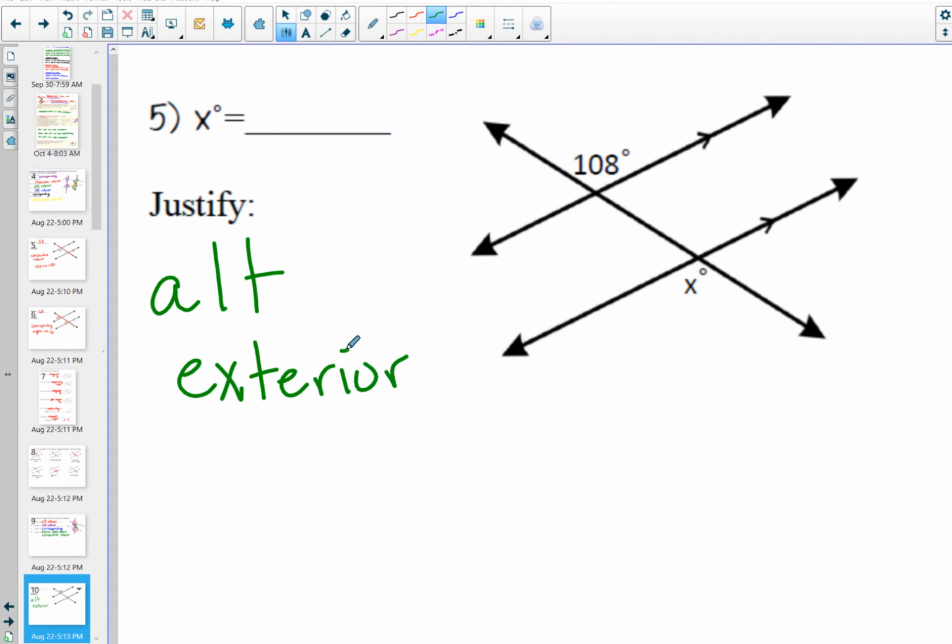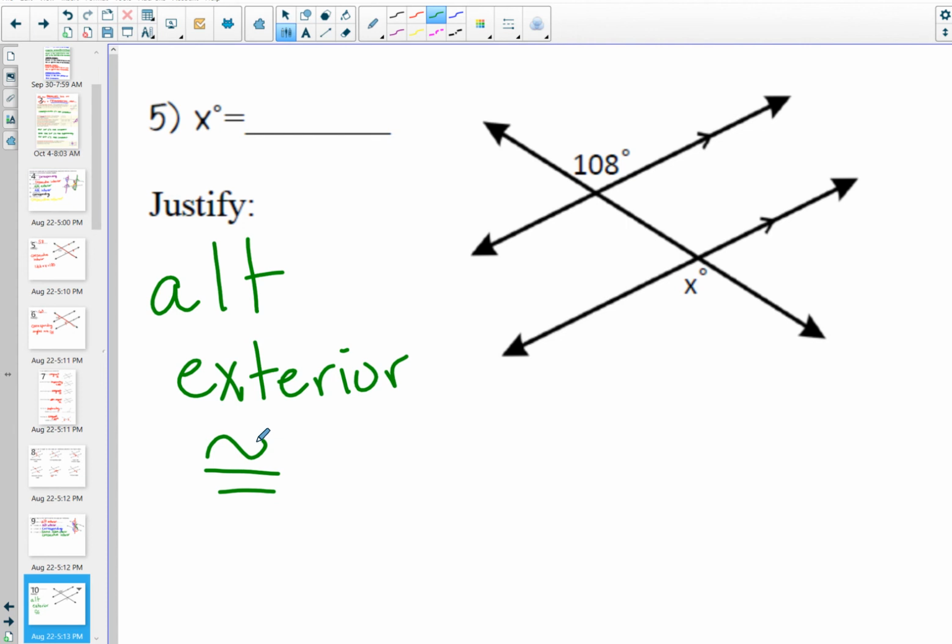And what do we know about alternate exterior angles? They're congruent. Corresponding is a C word too, I gotcha, but they're congruent because corresponding means they overlap. Okay, corresponding angles are congruent, don't get your C words mixed up.